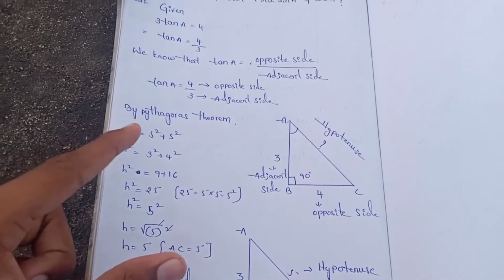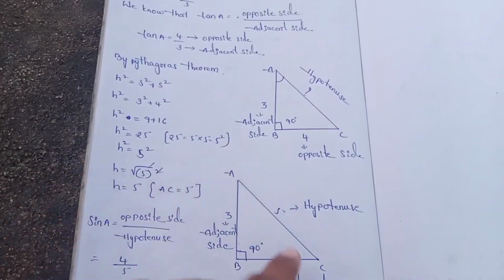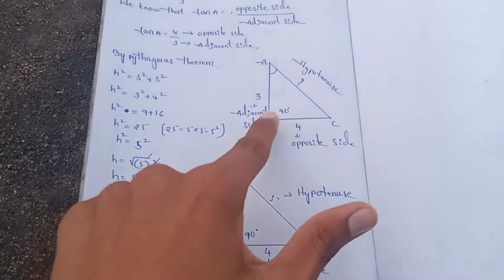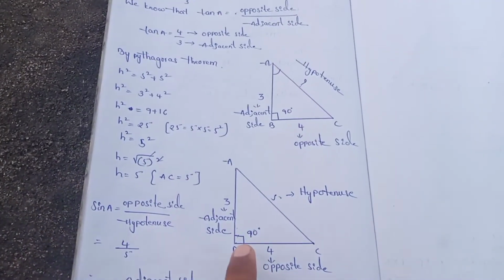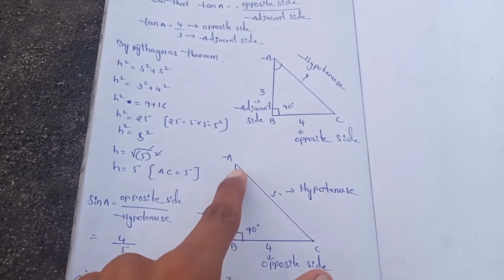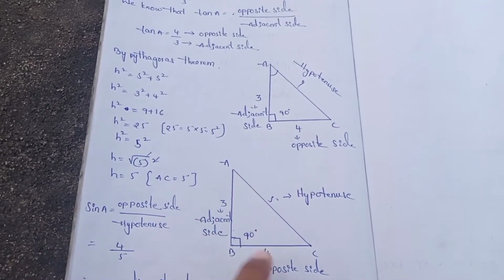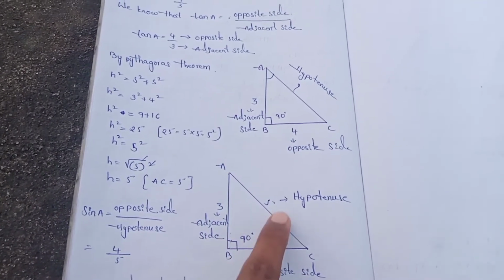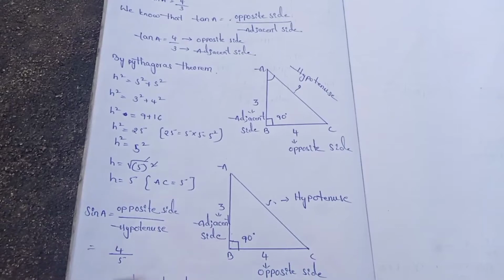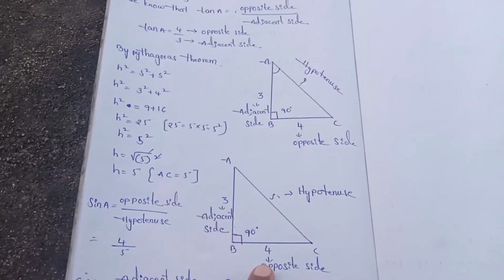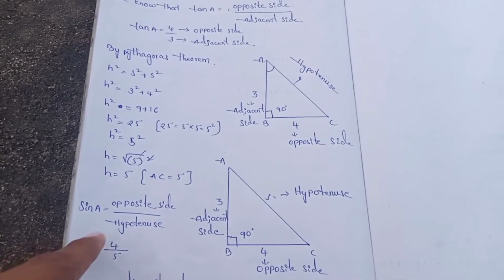Now we have to draw another triangle ABC, the same as it is. By pointing at angle A, we mark the opposite side, the adjacent side and the hypotenuse. See, 5 is the hypotenuse, 3 is the adjacent side and 4 is the opposite side here.